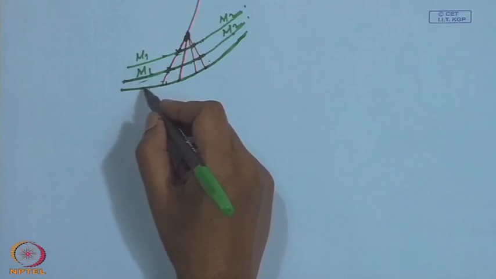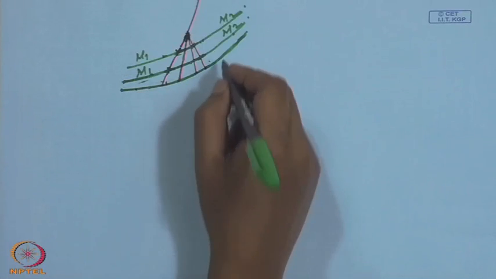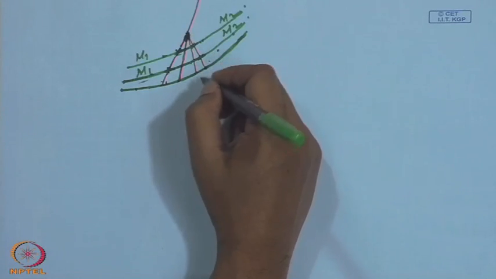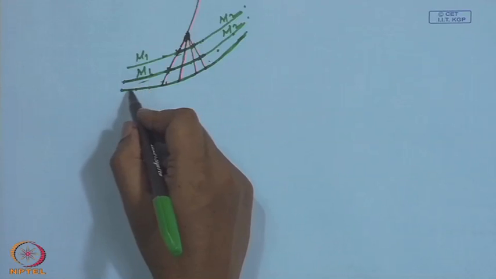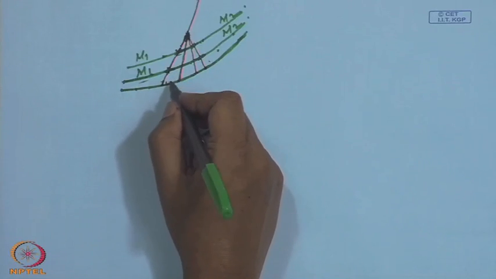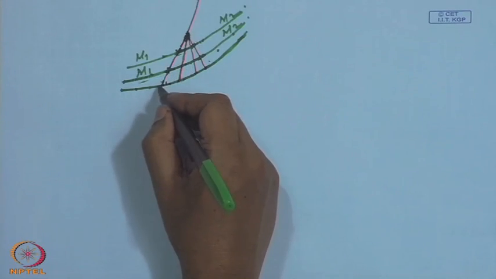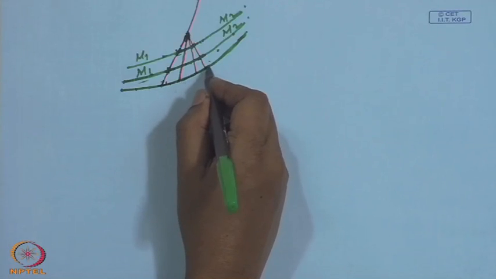However, for any of these streamlines can be replaced by a wall, and that is for these or these, and flow near the wall can be treated as isentropic.